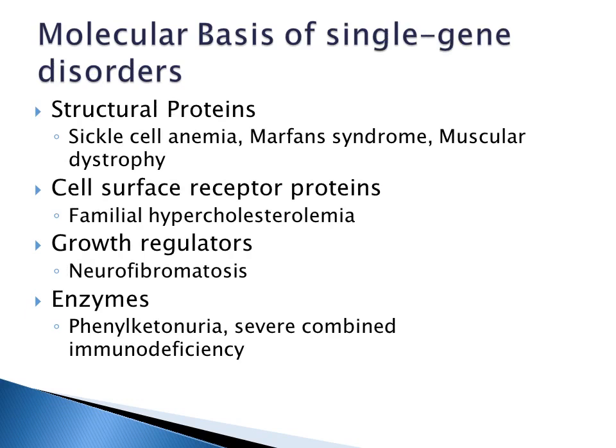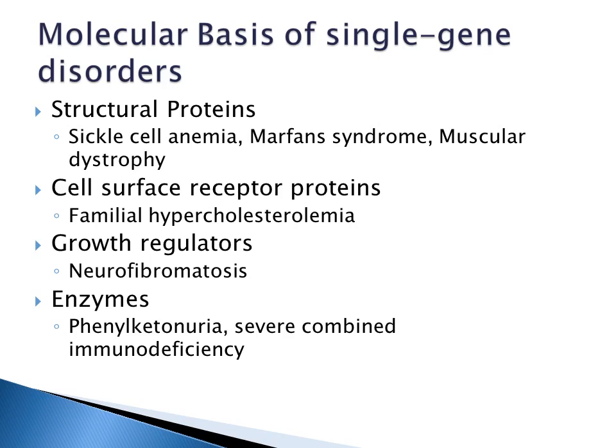The molecular basis of single gene disorders. Well, usually these are going to cause disorders due to mutations in certain regions of the genome, and these are usually going to be in structural proteins, and these are going to cause diseases such as sickle cell anemia, Marfan syndrome, and muscular dystrophy. Mutations in cell surface receptor proteins, a disease with this type of mutation is familial hypercholesterolemia.